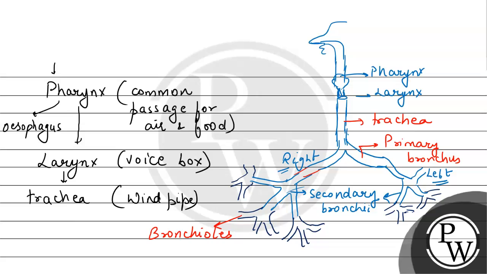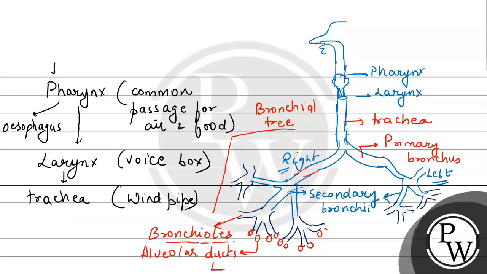The bronchioles then enter into the alveolar ducts. So this whole tree, from the trachea to the bronchioles, is known as the bronchial tree. Now we can see that we are getting these bronchioles. The bronchioles are actually the extension of the bronchi.